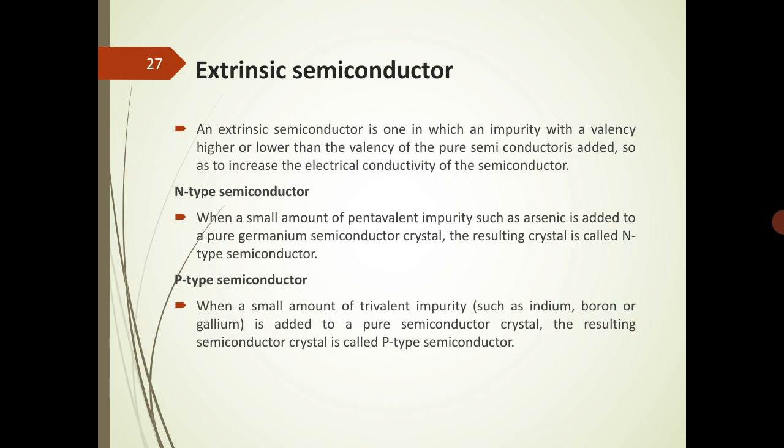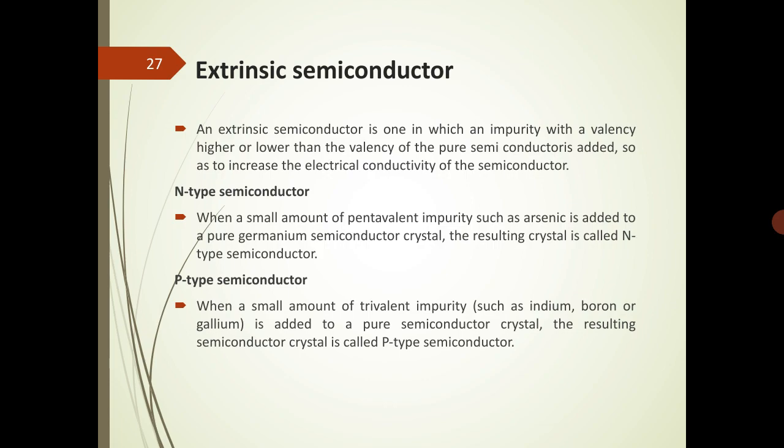The next one is about the extrinsic semiconductors. Here the extrinsic semiconductor contains impurity materials with a valency higher or lower than the valency of the pure semiconductor added, so that there is an increase in the electrical conductivity of the semiconductor. The extrinsic semiconductor is classified into two types: one is n type and another one is p type.